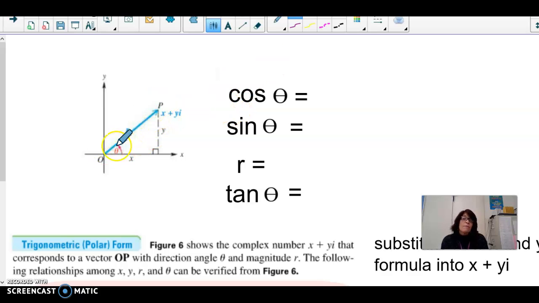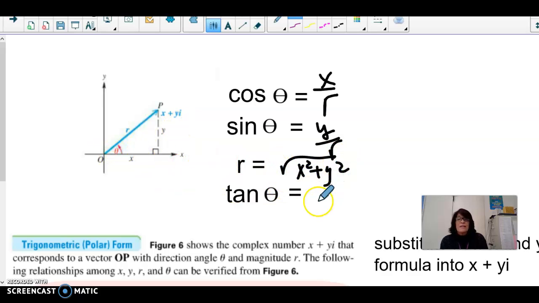We learned this before. We've been on the unit circle where r was 1. So we just said cosine theta is x. Actually, remember, cosine of theta is actually x over r. We've been using the unit circle where the radius was 1. Sine theta was y over r. r, of course, is the square root of x squared plus y squared. Tangent is opposite over adjacent, y over x.